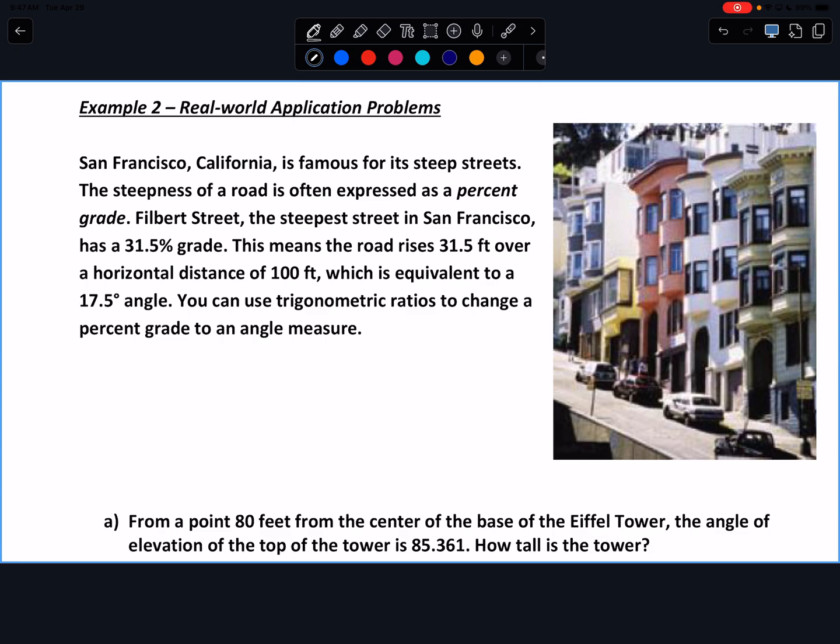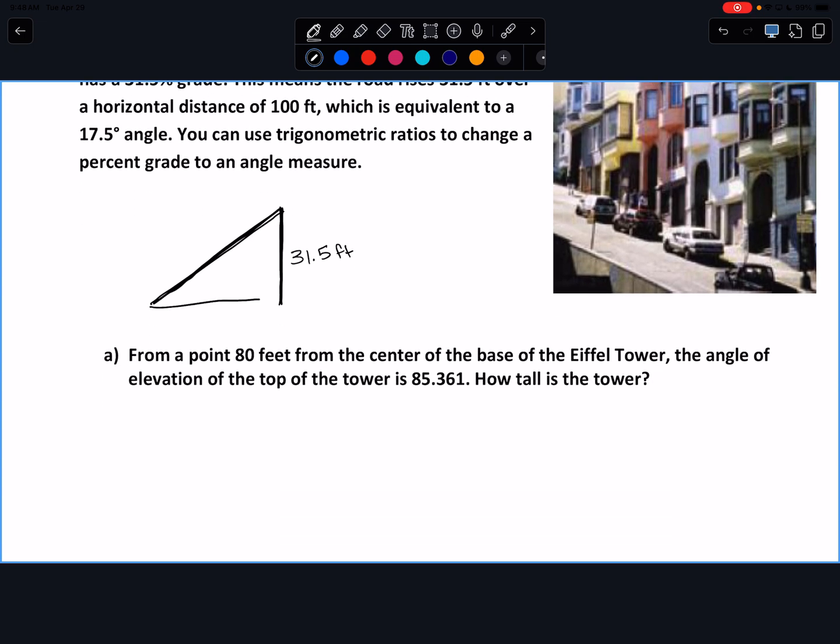Filbert Street is the steepest street in San Francisco. It has a 31.5% grade. This means the road rises 31.5 feet over a horizontal distance of 100. So let's look at that. The road is steep, looks like that, yeah? And it says it has a 31.5% grade. This means the road rises. Rises would be this distance, 31.5 feet over a horizontal distance of 100 feet. So this would be my horizontal.